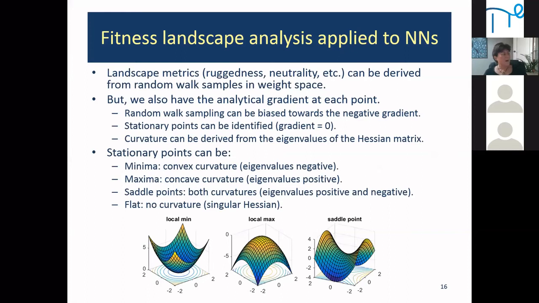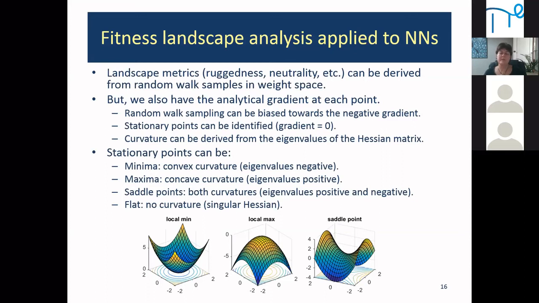One of the ways that we do it, okay, so the idea is to take a sample from weight space. So we do a random walk through weight space. If we consider the search space of all weights combined, we take a walk through that space, or we just take a sample using some probability distribution. And when we've got that sample, we can use our standard landscape analysis techniques to derive features. But we also have the analytical gradient. So at any one point, we can query the gradient and find out when do we have a stationary point?